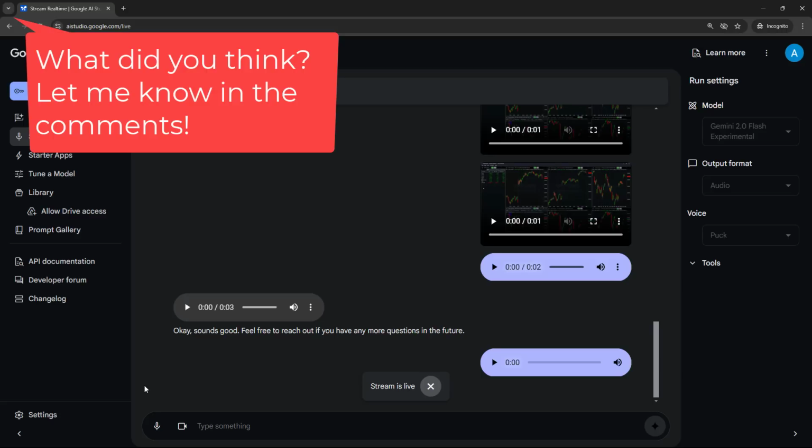Anyway, it's an interesting test. I am definitely not going to hand over my day trading to AI just yet, but it's cool to see what it's capable of.